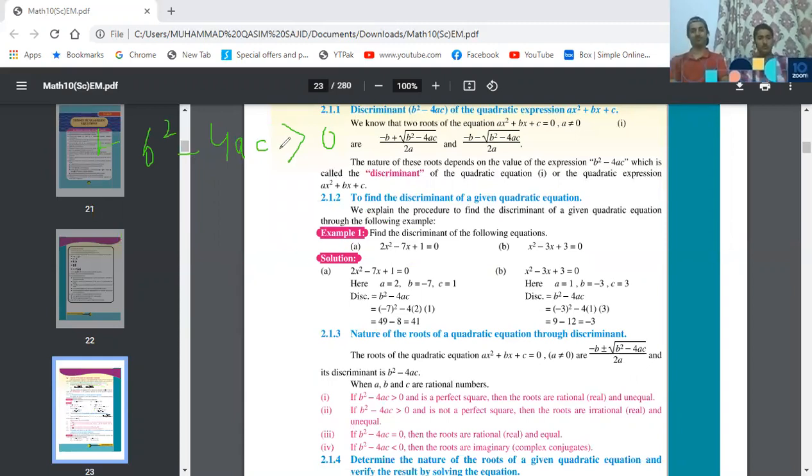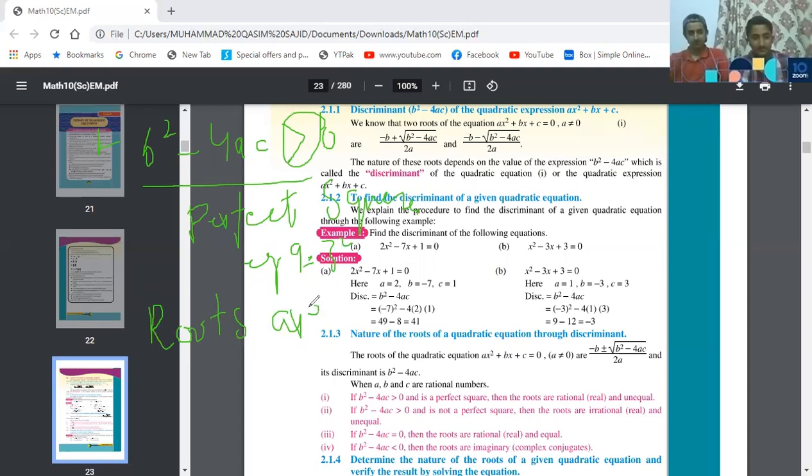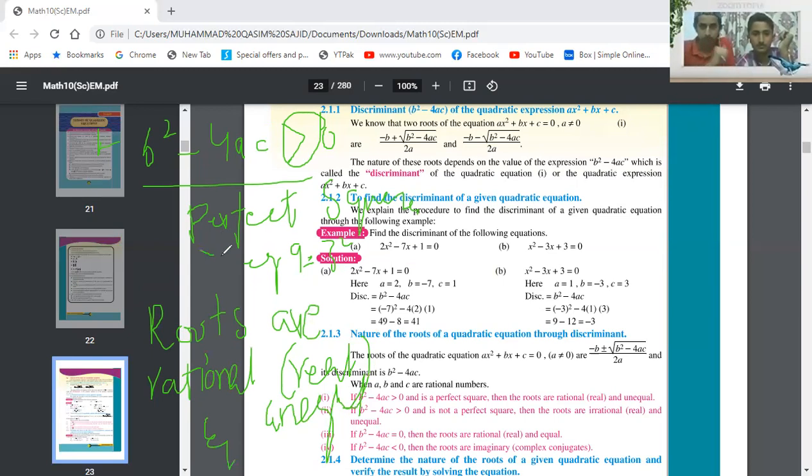When b square minus 4ac is greater than 0 and the answer is a perfect square, for example 9, which is the perfect square of 3, or 16, 25 and so on, then the roots are rational. Rational means the roots are real, rational and unequal.